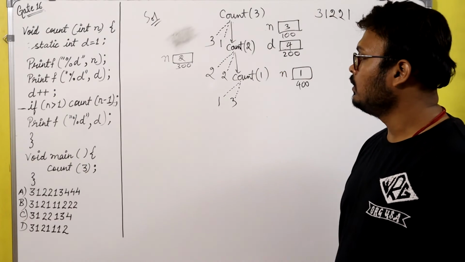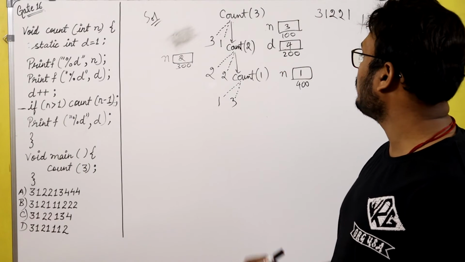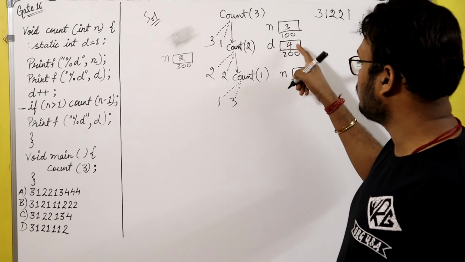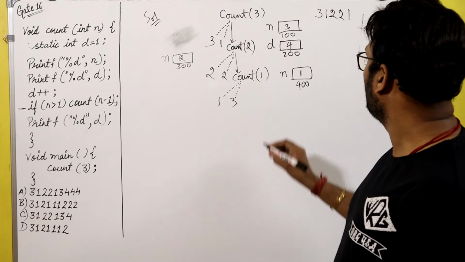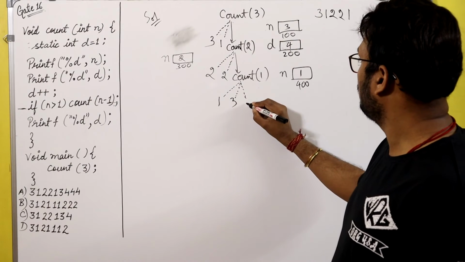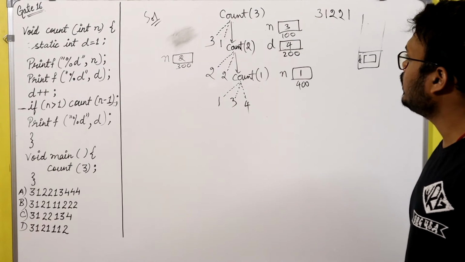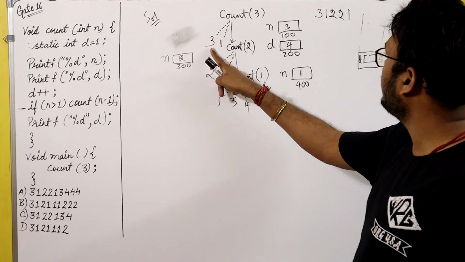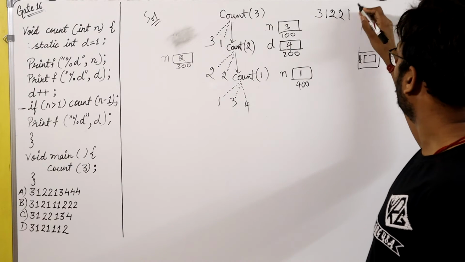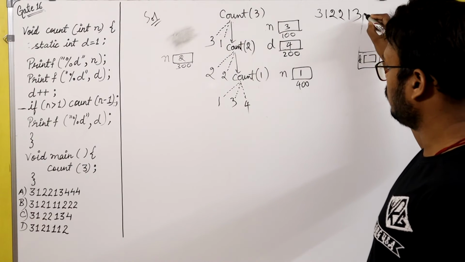printf %d. What is the value of d? The value of d is 4 this time. So till now, what are the values that are printed? 3, 1, 2, 2, 1, 1, 3, 4.